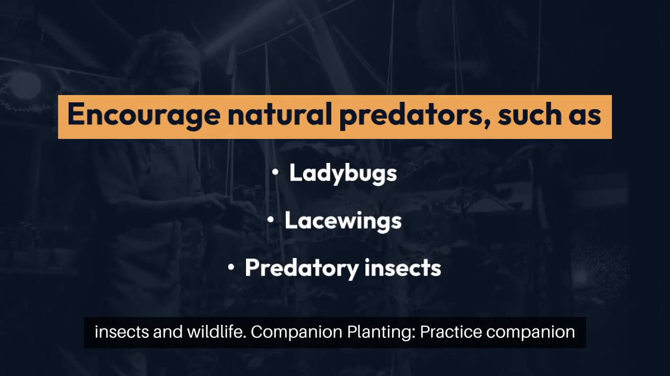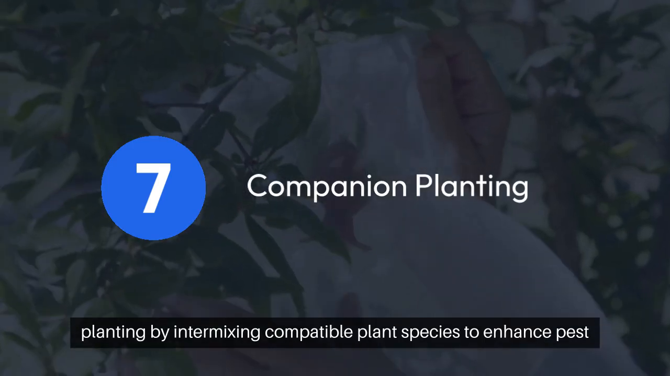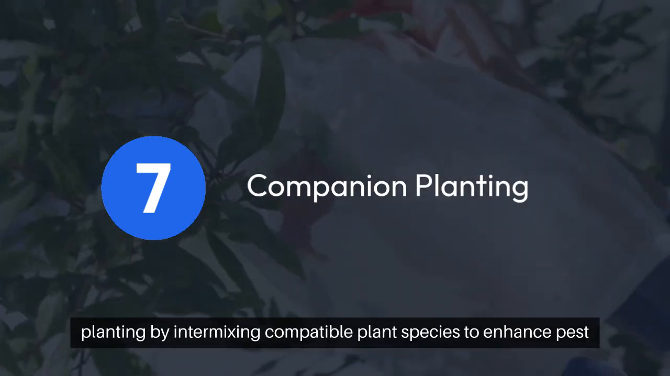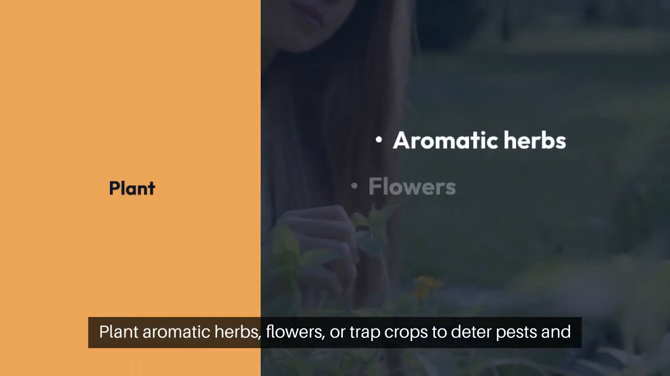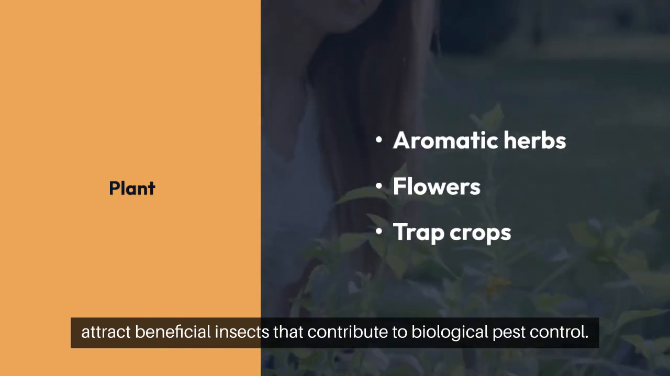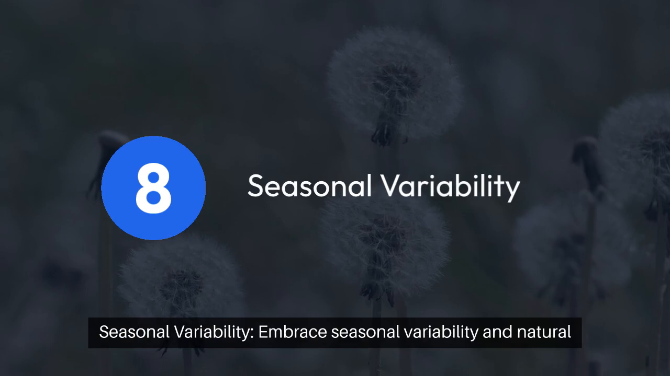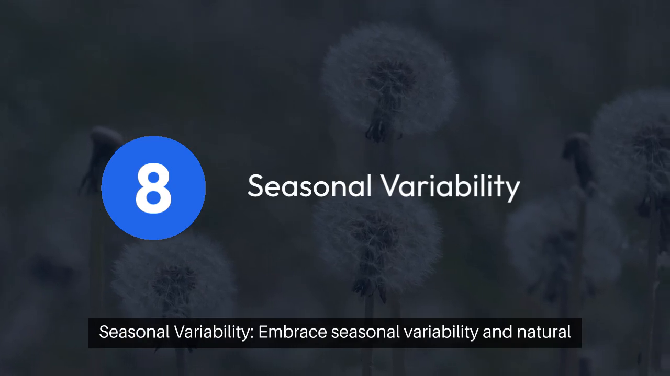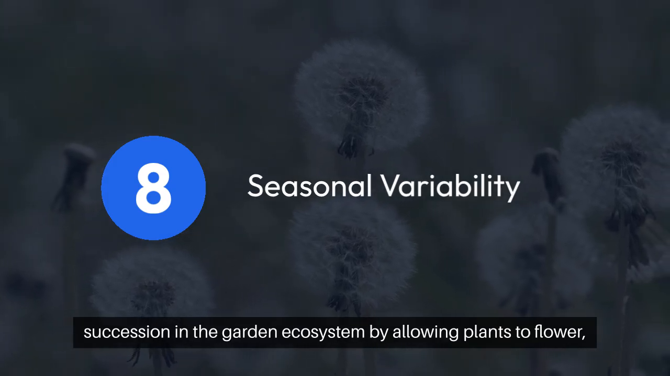Companion planting. Practice companion planting by intermixing compatible plant species to enhance pest resistance, nutrient uptake, and overall garden health. Plant aromatic herbs, flowers, or trap crops to deter pests and attract beneficial insects that contribute to biological pest control. Seasonal variability. Embrace seasonal variability and natural succession in the garden ecosystem by allowing plants to flower, set seed, and senesce according to seasonal cycles.